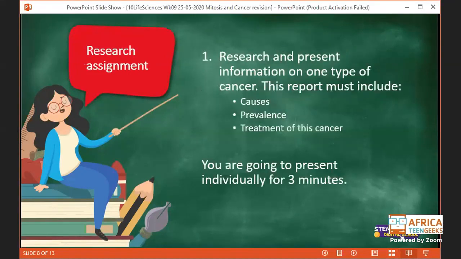The music was nice. Guys, the research assignment for everyone. Number 1, it says research and present information on one type of cancer. So your report must include causes, prevalence, and treatment of the type of cancer you will be researching.